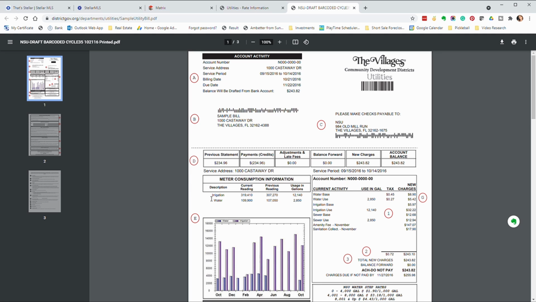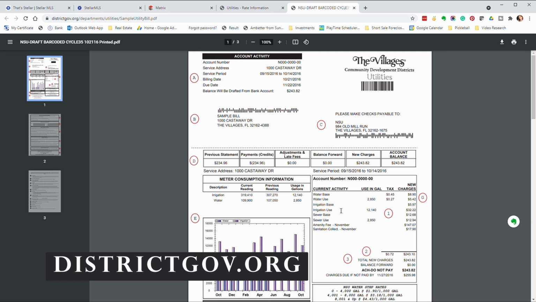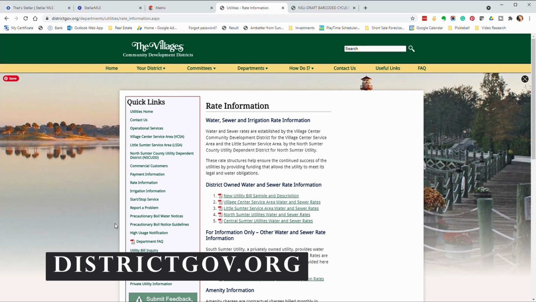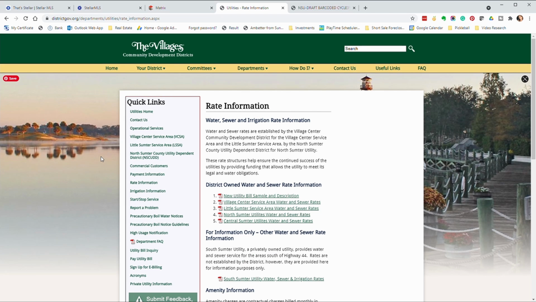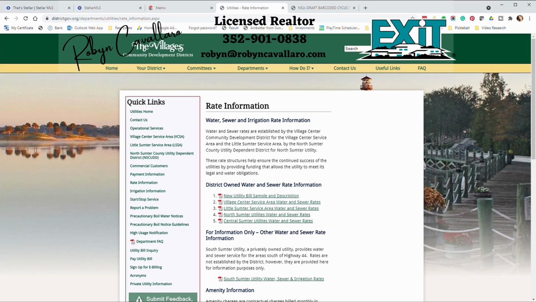But this invoice will tell you how much water you've used for your irrigation, how much water you have used for drinking water. Drinking and sewer are the same usage. Obviously, irrigation is different. Your amenity fee and your trash collection are all paid on this invoice. And you can, so we'll go back here, you can set up online pay here. Just go and play with that. I don't want to waste your time looking through that, but all that information can be found on districtgov.org.